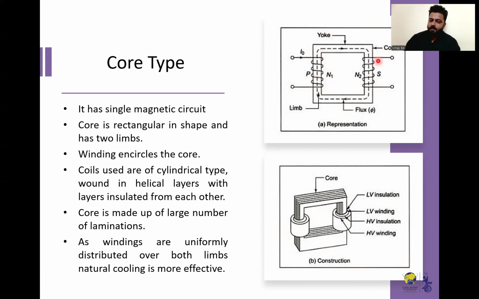The core is rectangular in shape and it has two limbs and two yokes, and windings which encircle the core. The coils are cylindrical type and have helical layers insulated from each other to reduce the eddy current losses. The core is made up of a large number of laminations and the windings are uniformly distributed. That's why natural cooling is possible.